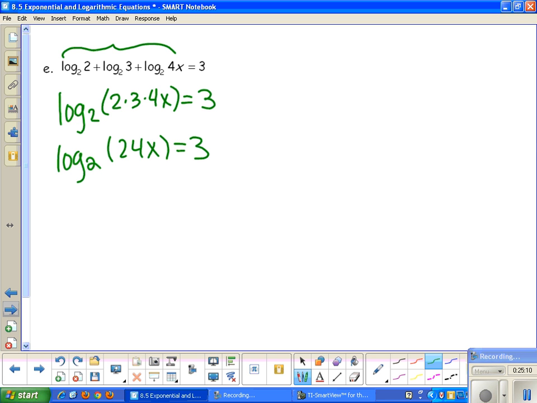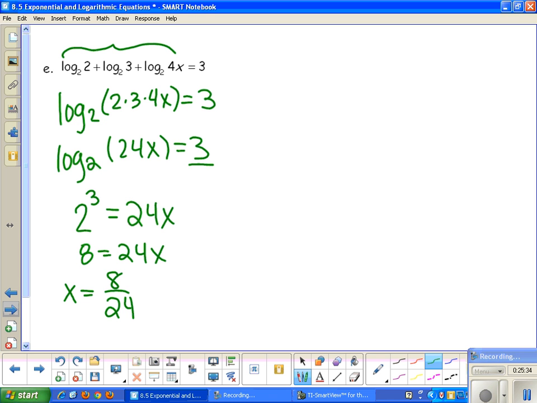And now I can just put this in exponential form in order to solve. Now my base is 2 instead of base 10, so I'm going to do 2 to the third power, because remember, the logarithm always equals your exponent, equals 24x. Now 2 to the third I know is 8, equals 24x, and the last step is to solve for x, so x is equal to 8 over 24, and all we have to do is just go ahead and divide, so this would be equal to 1/3.